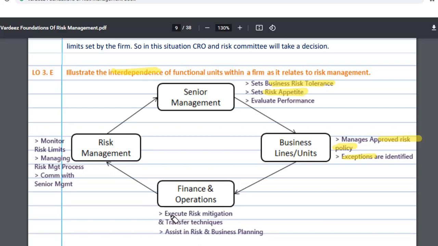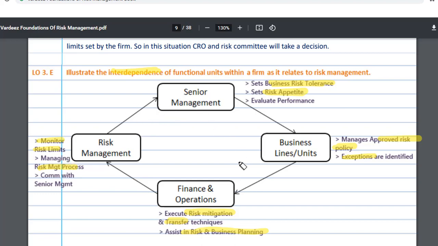and then it flows down to finance and operations, wherein they will go ahead and actually use the risk mitigation strategy. They will execute that, and any transfer techniques they will use, any derivatives like that, and also they will assist in risk and business planning. And it moves further to the risk management. Now the job of risk management is to monitor the risk limit, see whether the risk limit has been breached or not, managing the risk management process, and communication with the senior management. They will let the senior management know about any breaches of the risk limit and so on, and they could advise on the risk management.